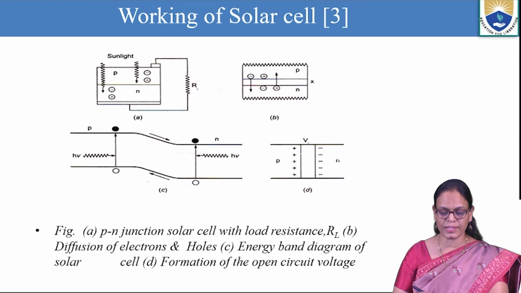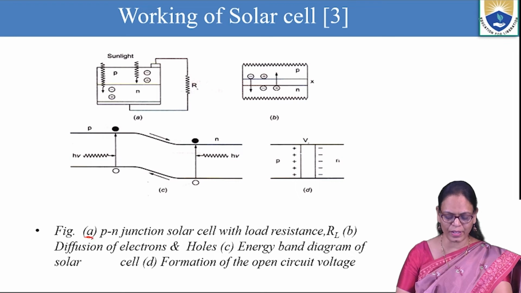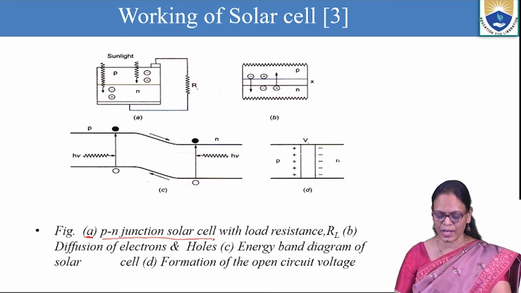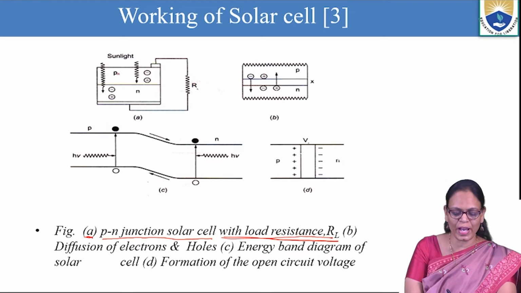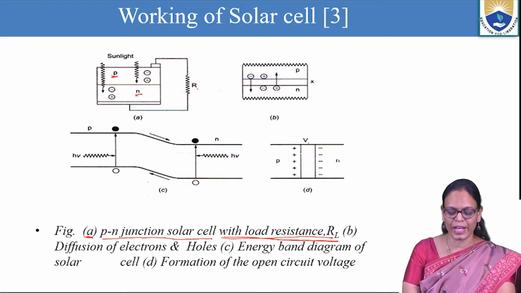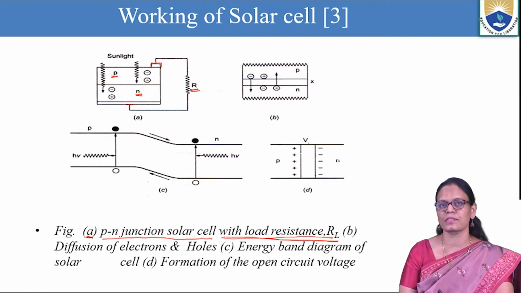So let us understand with the help of this diagram the entire functioning of the solar cell. In the first diagram, we are seeing a PN junction solar cell with load resistance. We have seen that if there is no load resistance, we will not see the current. So we have the P layer, we have the N layer, and these are the contacts, the front contact and this is the back contact. We are connecting it to a load resistance.